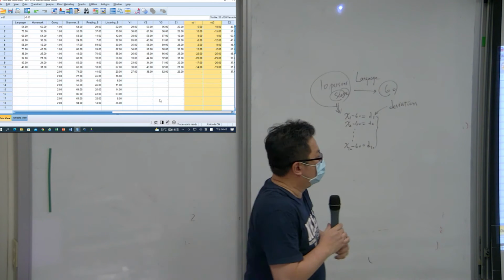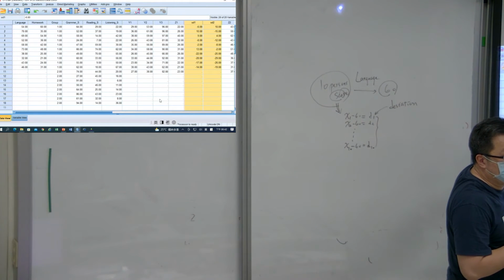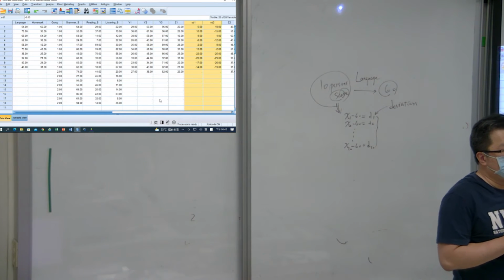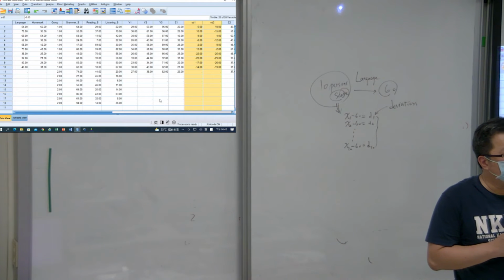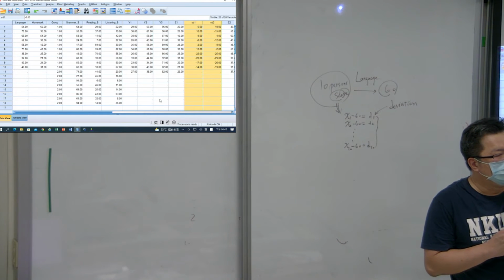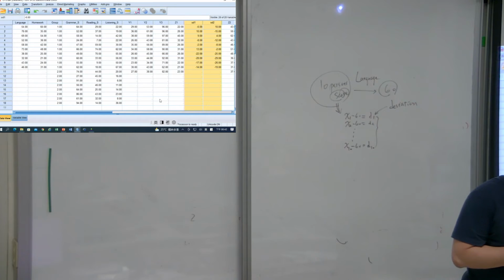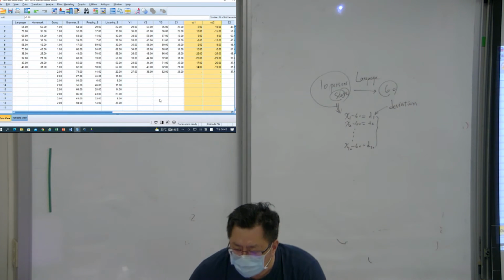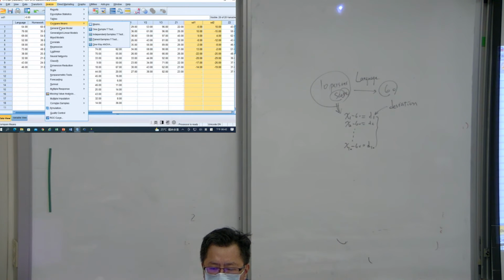But remember, this is the result. So this is what we call variate. And it is two variates. One is language, the other is homework. So we call this multivariate, okay, multiple. So when we want to analyze this, we click here. General linear model, multivariate, okay?